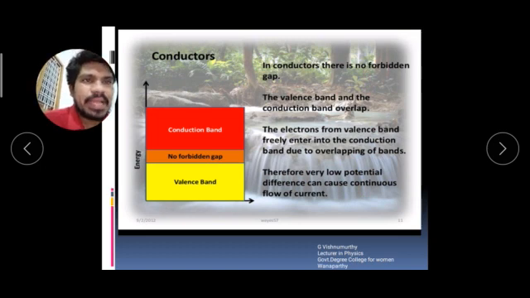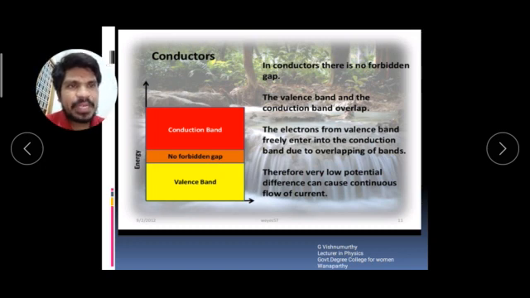The valency band and the conduction band overlap. The electrons from valency band freely enter into the conduction band due to overlapping of bands. Therefore, very low potential difference can cause continuous flow of current. So, these are the types of materials depending upon the band theory: insulators, semiconductors and conductors.